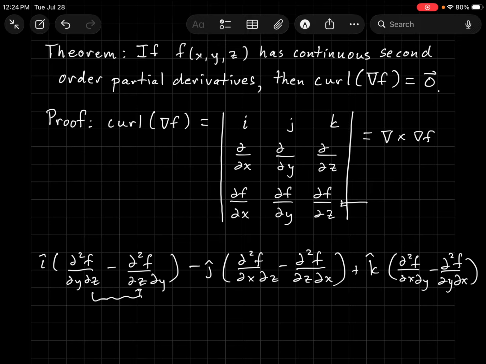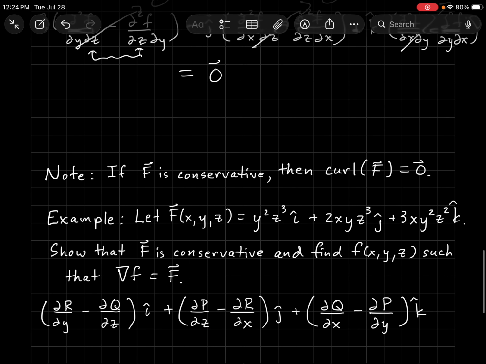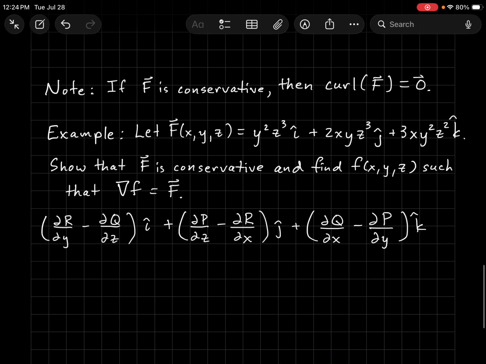each other. So we get 0, 0, and 0, which gives us the 0 vector. So the result of that is, if our vector field is conservative, then the curl of f always equals 0. That is, it always equals the 0 vector.